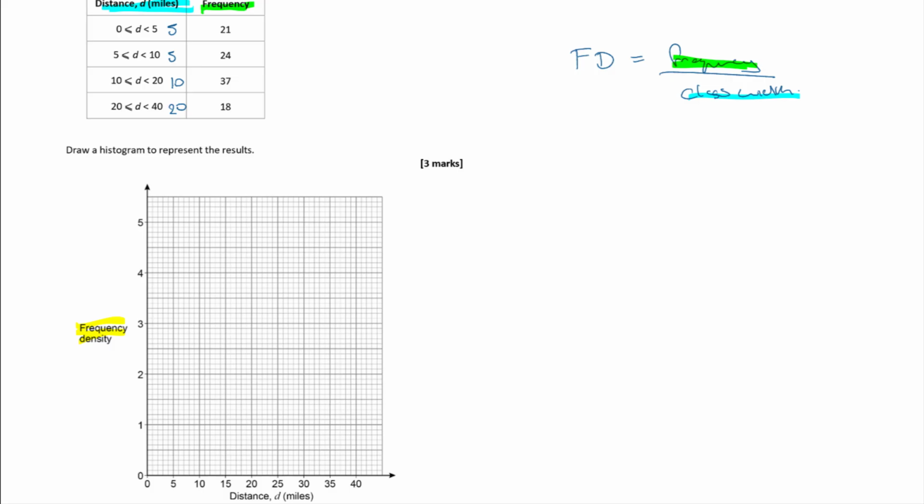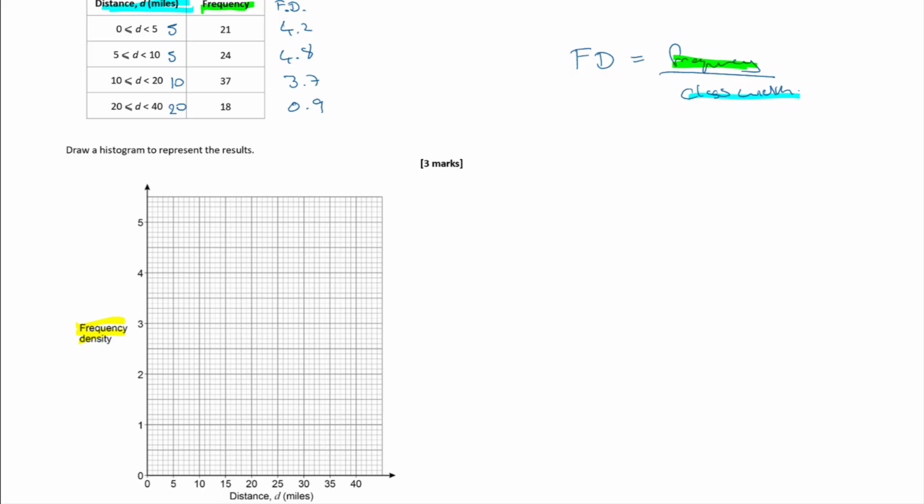To find the frequency density, I'm going to divide the frequency by the class width. So the first one is going to be 21 divided by 5. That comes out to be 4.2. The second one, 24 divided by 5, comes out to be 4.8. Third one, 37 divided by 10, I can do that in my head. That's 3.7. And then 18 divided by 20, I can also do that in my head. That's 0.9. So they're my frequency densities.